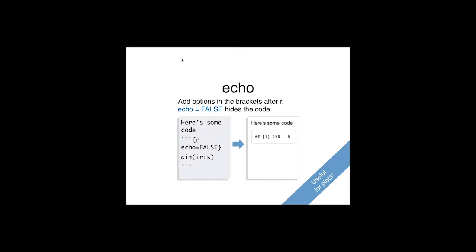You can run the code, generate an output, and show that output. So there's a space here and then echo equals false within the curly bracket.